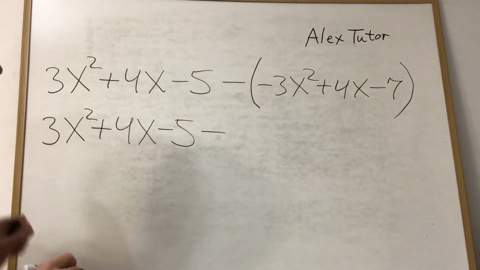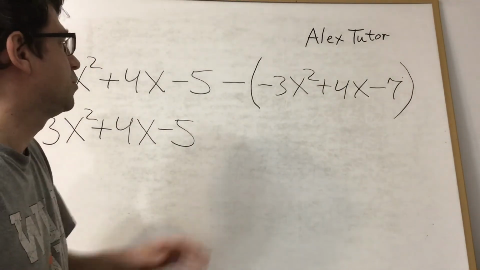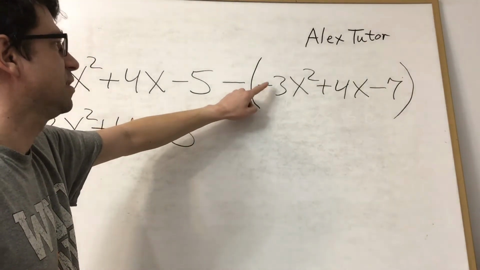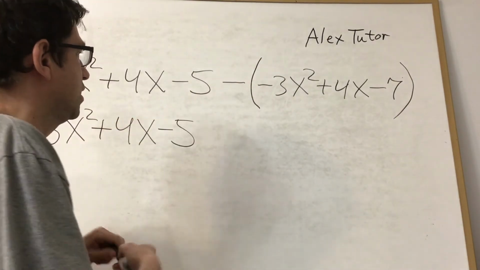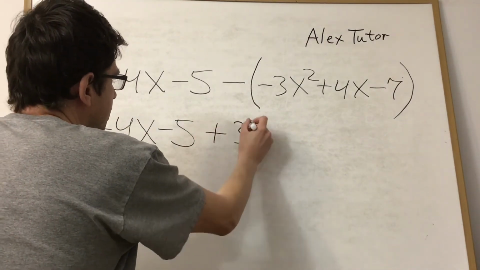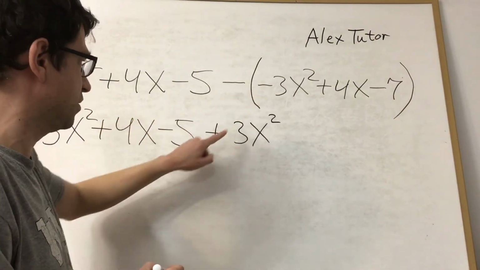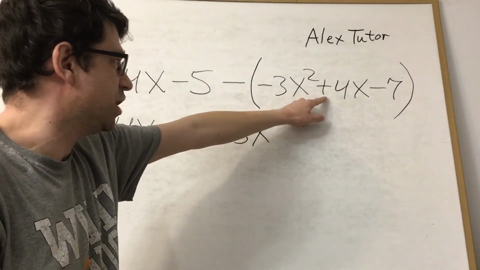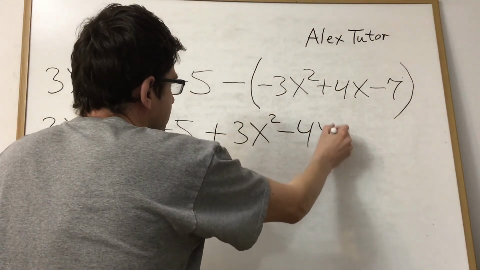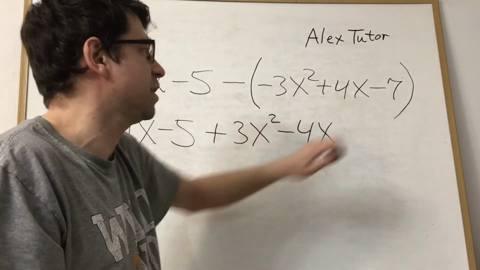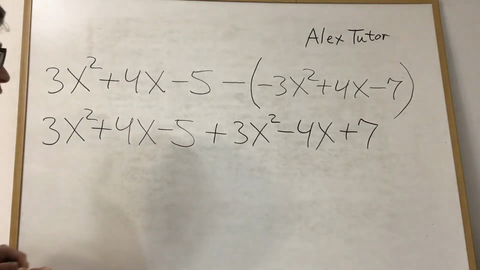Oh, wait a minute, no, it's not minus. It is not minus, because I have to change the sign. So negative and negative like this will make it positive. It is plus 3x to the power of 2. So I change this sign from negative to positive. Now I will change this sign from positive to negative, minus 4x, and I will change this sign from negative to positive, plus 7. Now I will combine like terms.